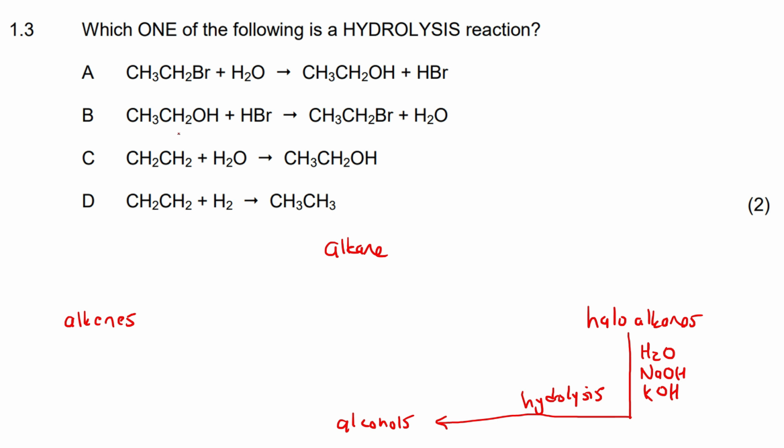So here we can see we've got an alcohol, so we don't want to start with an alcohol. Here we have an alkene, we don't want to start with an alkene. Here we have an alkene, we don't want to start with that. We want to start with a haloalkane and convert it to an alcohol. So the answer is A.